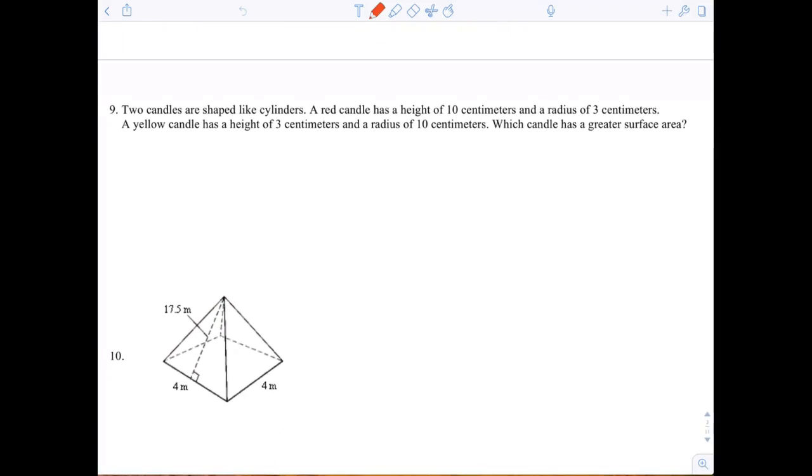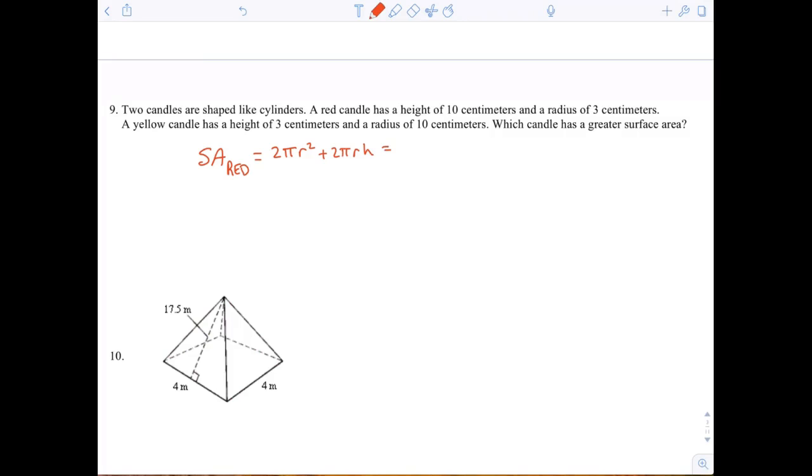It says, 2 candles are shaped like cylinders. A red candle has a height of 10 and a radius of 3, and a yellow candle has a height of 3 and a radius of 10. Which candle has the greatest surface area? All right, so basically all we're doing is finding the surface area twice. So I want you to put down surface area of the red is equal to, now the surface area of a cylinder, remember, was 2 pi r squared plus 2 pi r h. All right, and that's the surface area for a cylinder.